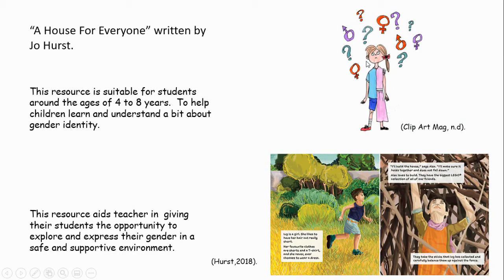A House for Everyone. This resource is suitable for students around the ages of 4 to 8 to help children learn and understand a bit about gender identity. It tells the story of children who build a house from sticks. It talks about how each of the children identify themselves, whether it be male, female, or neither. It promotes individuality and shows children that it's okay to be yourself. This resource aids teachers in giving their students the opportunity to explore and express their gender in a safe and supportive environment.